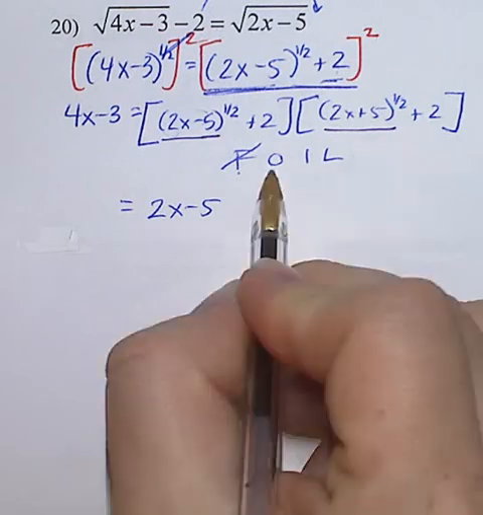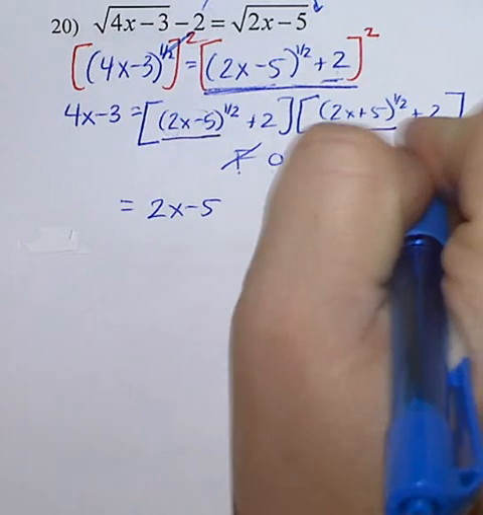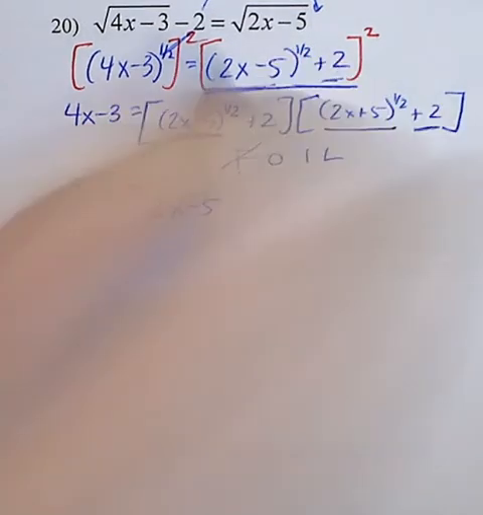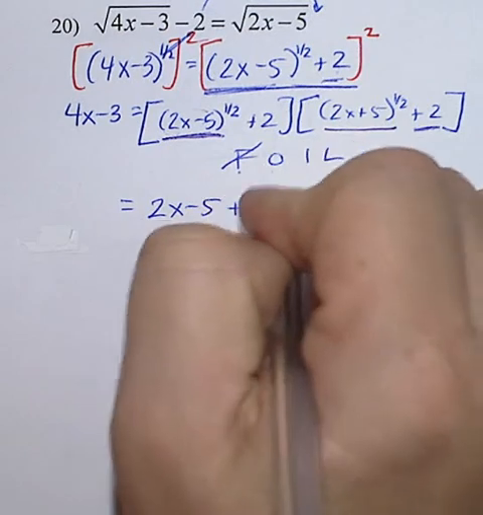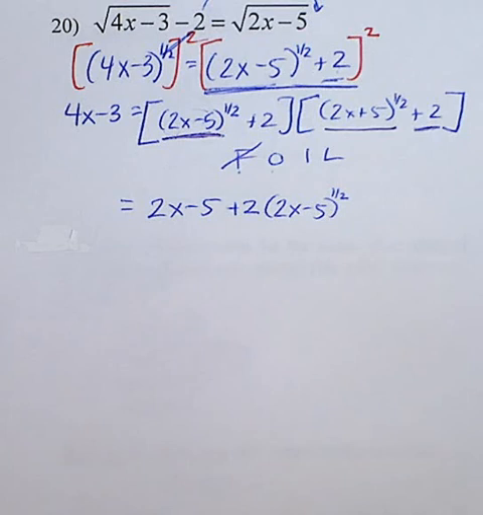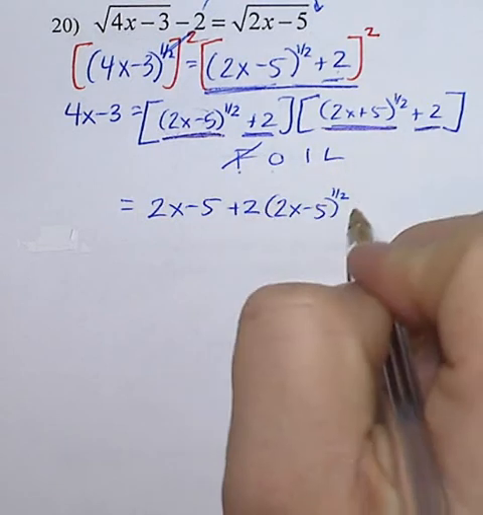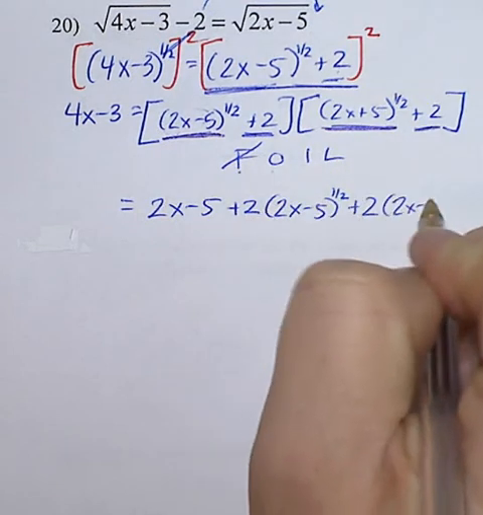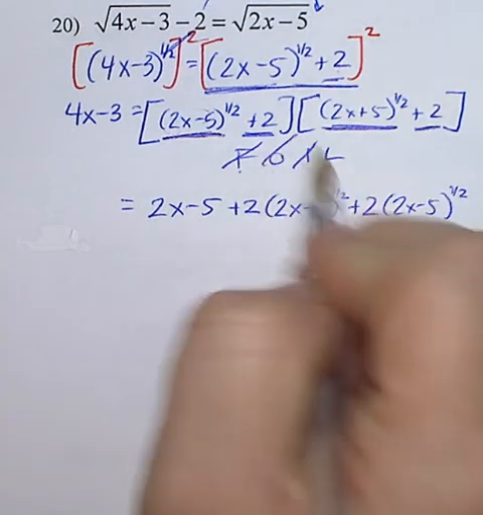Multiplying the outsides. That would be positive 2 times this quantity. So I'm going to push them together. 2 times the quantity, 2x minus 5 to the 1/2. Similarly, when I multiply the insides, again it's a positive 2 times this quantity. And the last one is the easiest. 2 times 2 is 4.